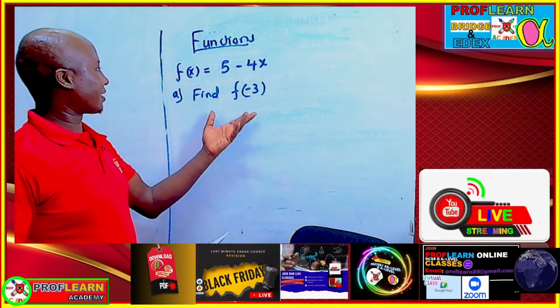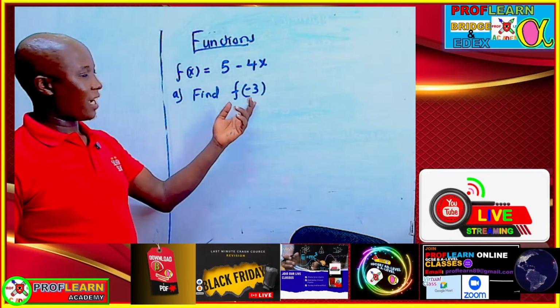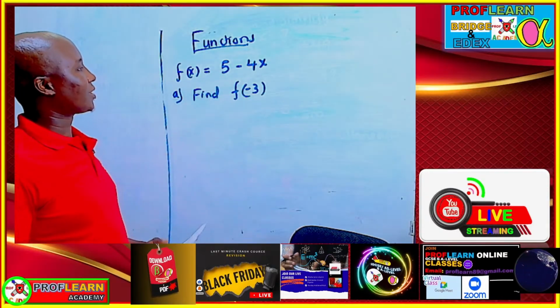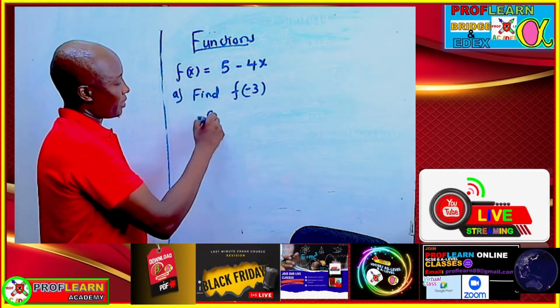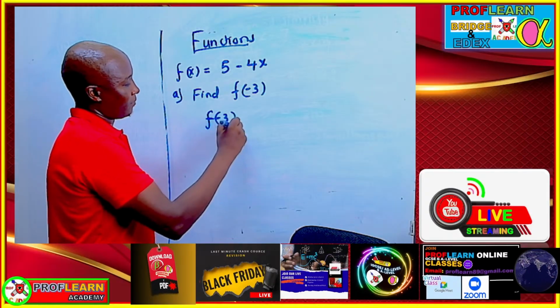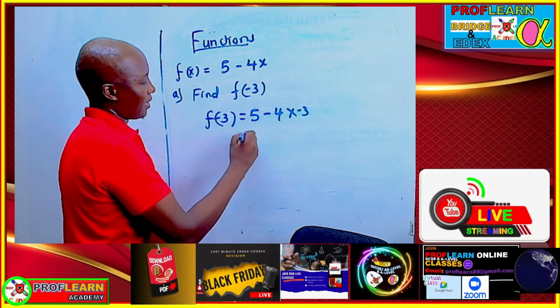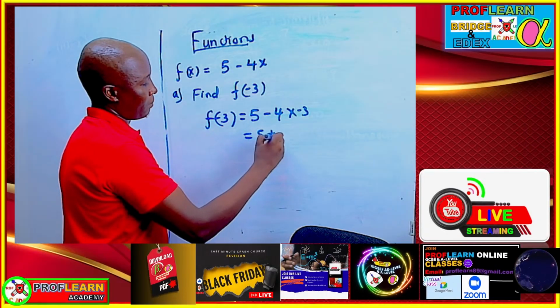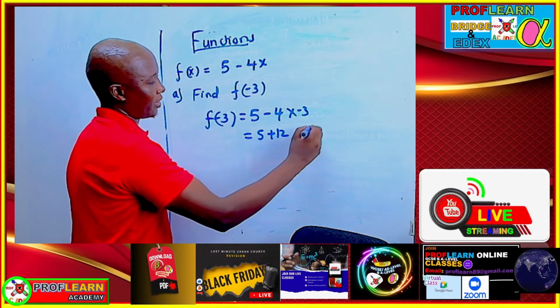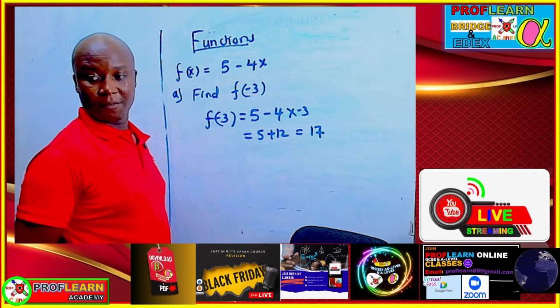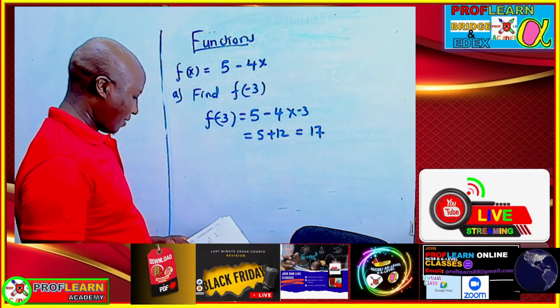So that means that anywhere you have x here, you substitute negative 3. So f of negative 3 is going to be 5 minus 4 times negative 3, and that is going to be 5 plus 12, and the final answer becomes what? 17. Then you are done with that.